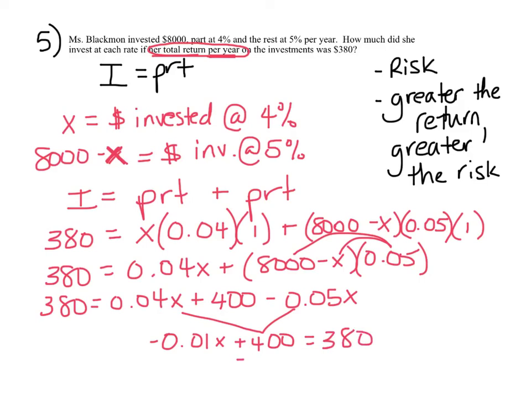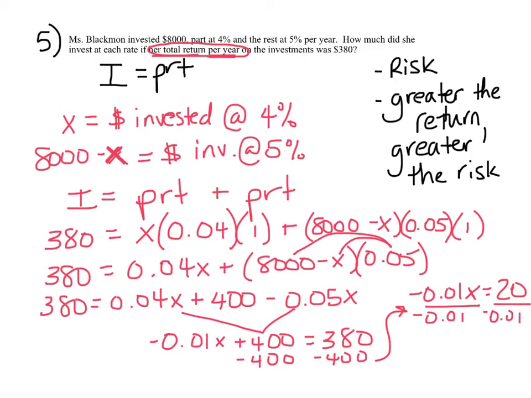I'm going to subtract 400 from each side, giving me negative 0.01x equals 20. And then I'm going to divide. Now be very careful here. Do not try to mental math this out and mess it up. Think carefully. You're dividing by a decimal. You're going to get a number bigger than 20. So 20 divided by 0.01.